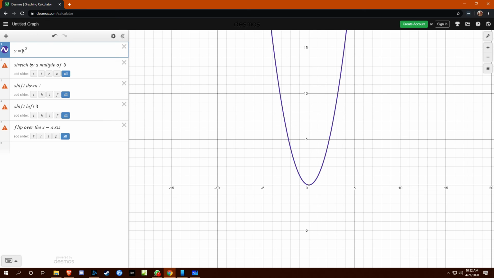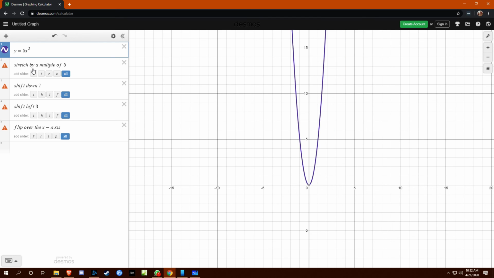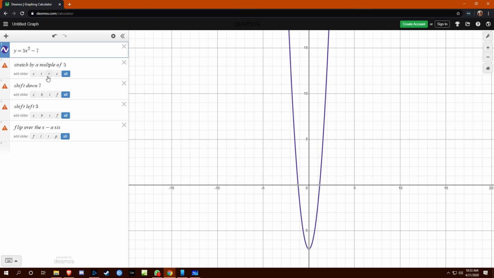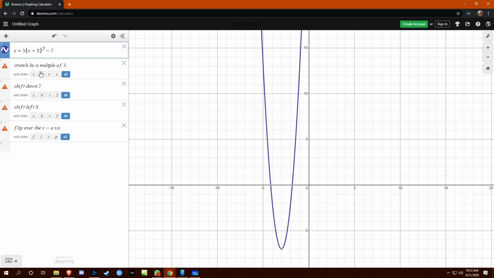First thing I want to do is stretch by a multiple of 5. So what I'll do, boom, I put a 5 there. So now I've stretched by a multiple of 5. I now want to shift down 7, minus 7. I just shifted down 7. I want to shift left 3. I gotta put my parentheses in. And then I'm going left, so I'm adding 3. I went left. Now I want to flip over the x-axis.